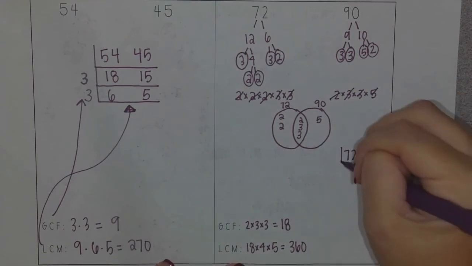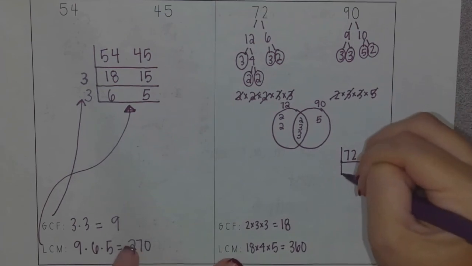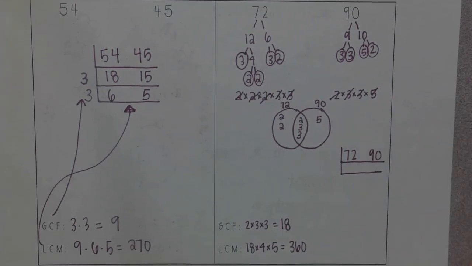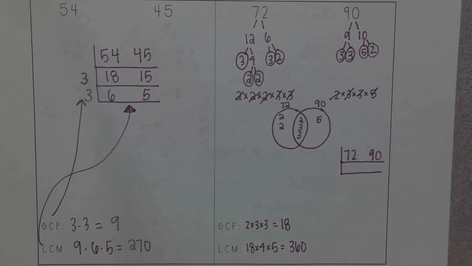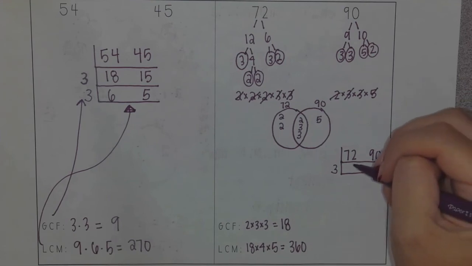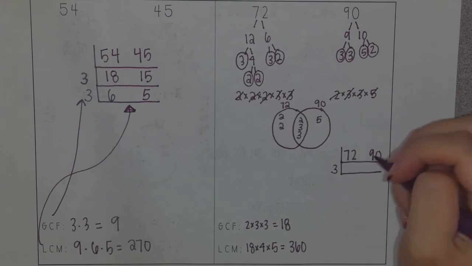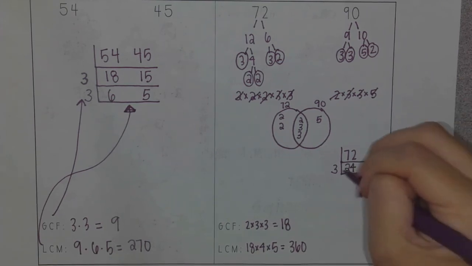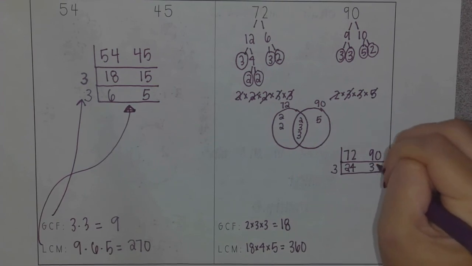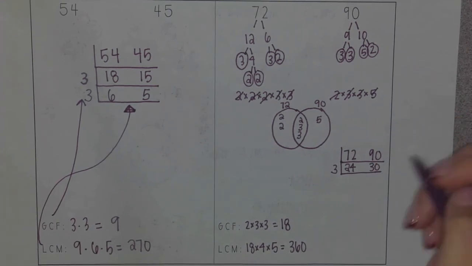And I'll do the ladder method as well so we can see how it works both ways. So here's 72, here's 90. I'm going to draw that first ladder. Okay, when I look at this, I see that they actually both have a 3 in common. 7 plus 2 is going to give me 9. So I'm going to pull out that 3. I know that 3 is going to go into 72 a total of 24 times. 3 goes into 90 a total of 30 times.